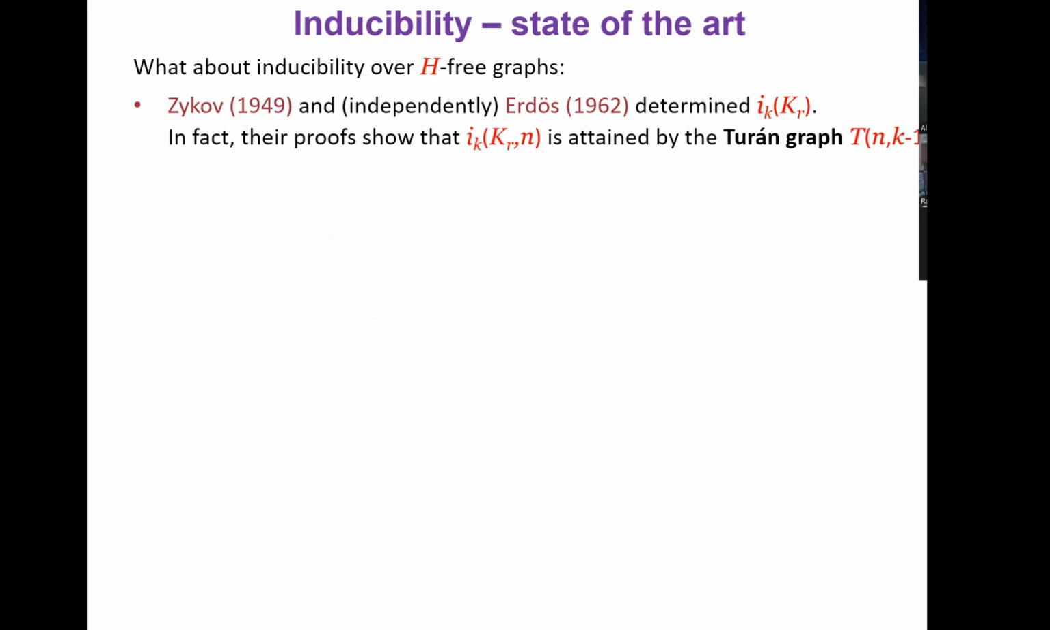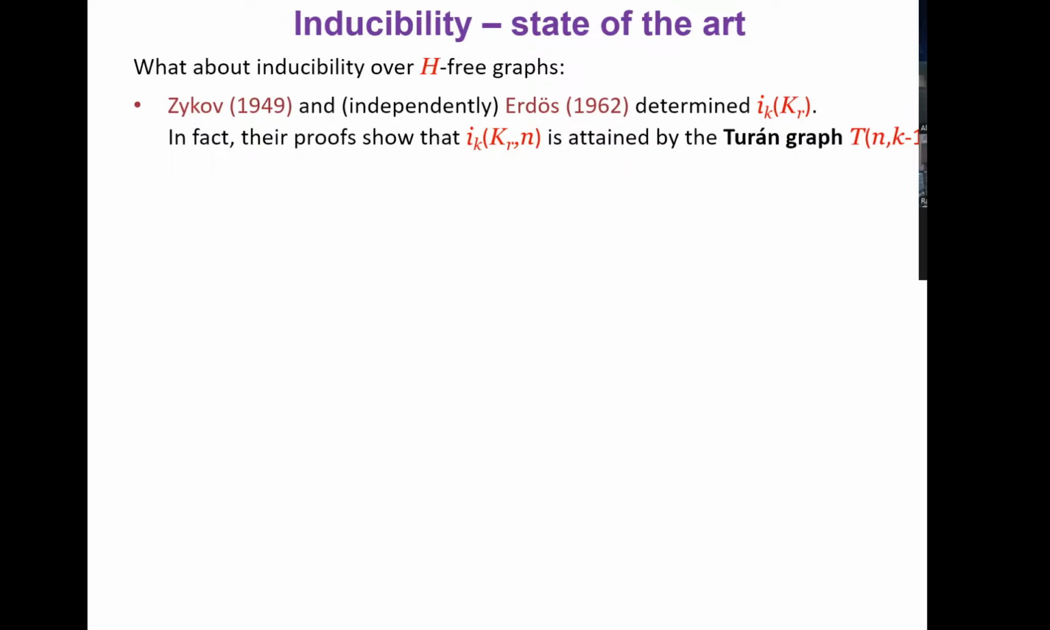Okay, what about inducibility over H-free graphs? So this dates back even before Goodman, even to 1949 for a result of Zykov, and an independent proof of Erdős from 1962, where they determined the I_K^R. So again, what is I_K^R? I want to maximize the number of cliques of order R inside graphs that do not contain cliques of order K. K, of course, larger than R for things to make sense.